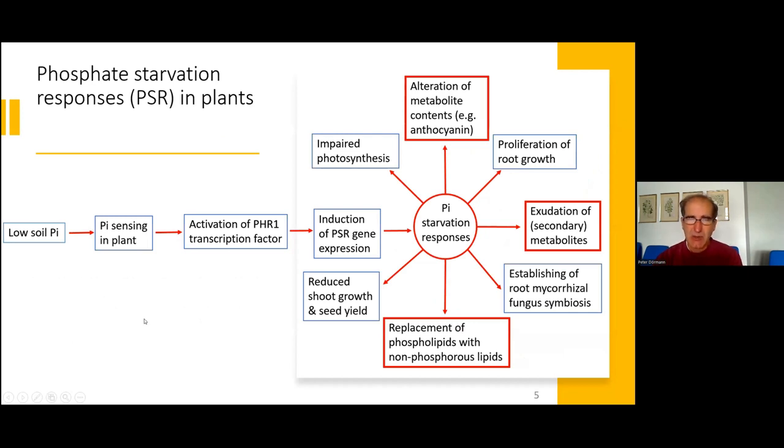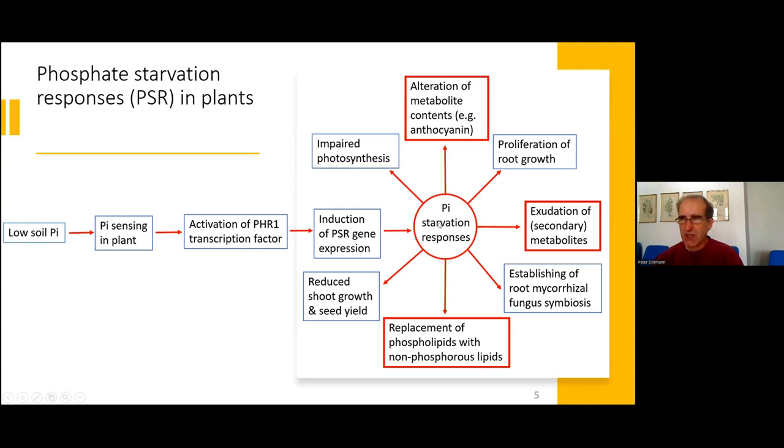Okay, we'll also talk a little bit about phosphate sensing. This is work where Gabriel also contributed a lot. So we obviously put the plants under phosphate limitation to trigger the phosphate starvation response, PSR. Here in the center, Pi starvation responses. And the sensing in the plant, when they grow under low phosphate, the plant senses the low phosphate. The transcription factor PHR1 is a central one, which induces the phosphate starvation response gene expression. So dozens of genes change their expression, which results in the phosphate starvation response.